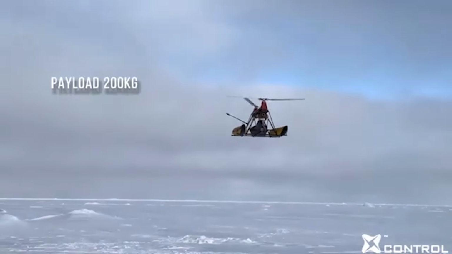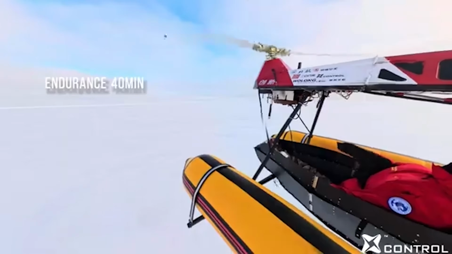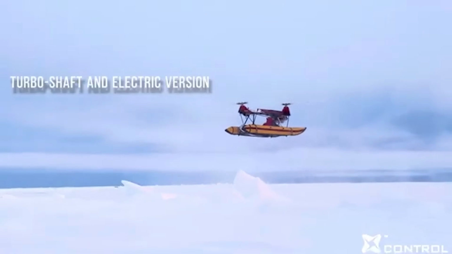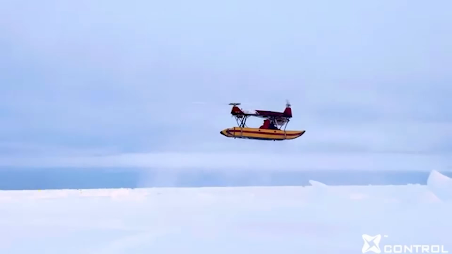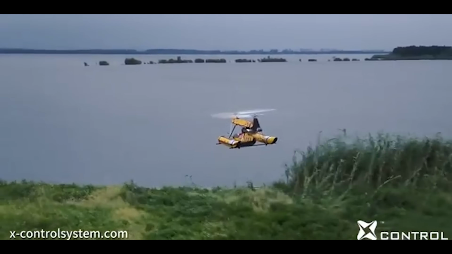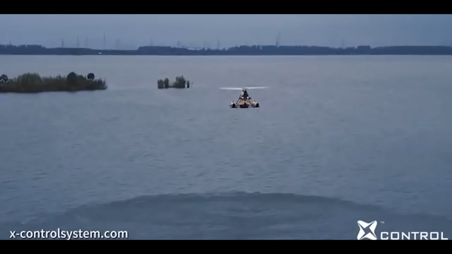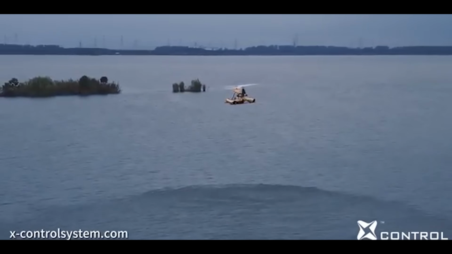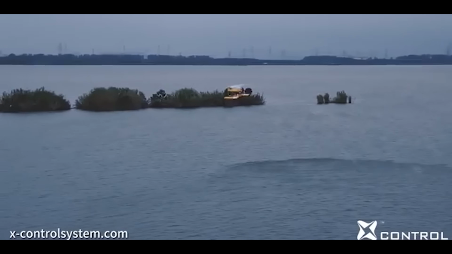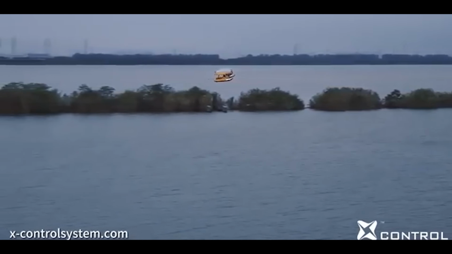So powered by a tiny turbine, the Janus 1 is capable of operating from a space as small as 3 by 3 meters and can take off and land on water if you fit floats. It can carry 200 kilograms with an endurance ranging from 40 minutes to 8 hours. 8 hours? 8 hours. I'm guessing if you don't put a person in it, then it can be, because X Control Systems are into drones. So I'm guessing if you operate it without a person and you swap that for fuel or something, 8 hours. But with a person, 40 minutes.